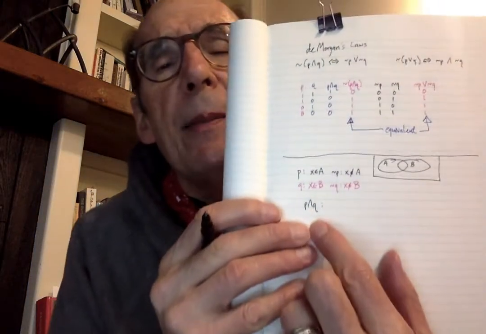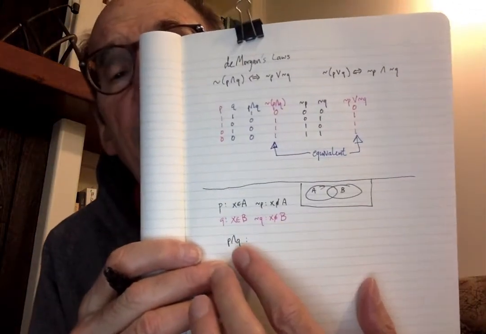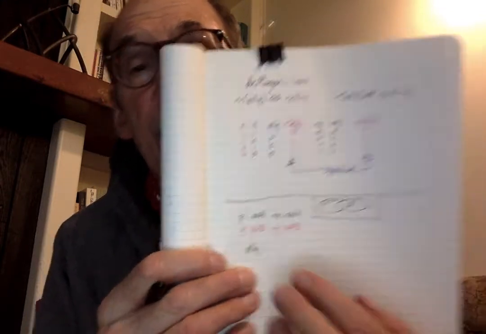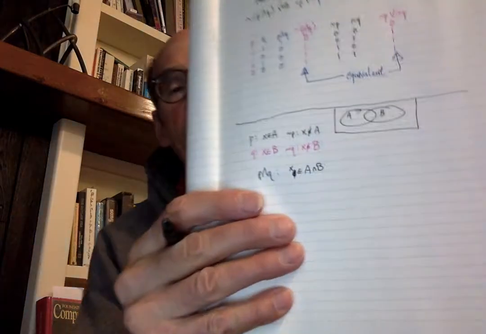So just to combine these, the statement P and Q, remember, P means that x is in A, and Q is that x is in B. If both of those are true, then x is in A and x is in B, and that's the definition of the intersection of A and B. I'm sorry, I wrote P here and I meant x. So P and Q is the statement that x is in the intersection, and P or Q is the statement that x is in the union.